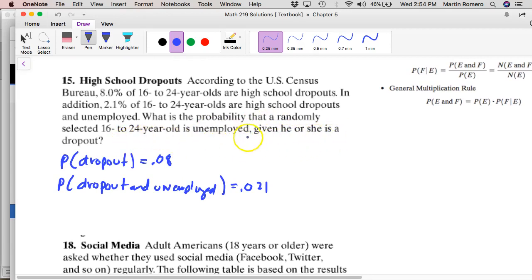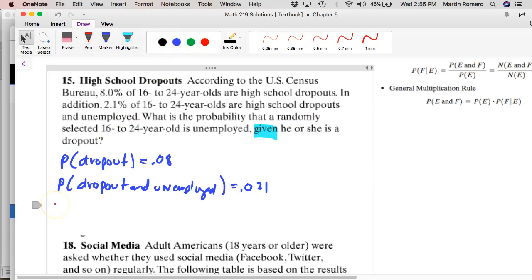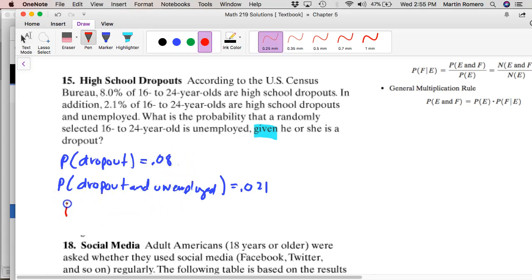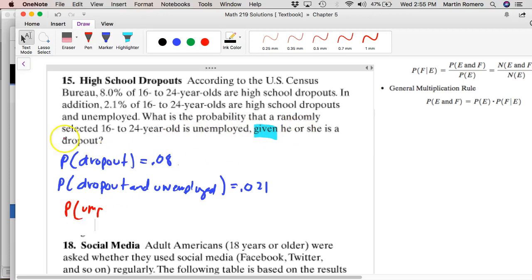And then the question is asking, what is the probability that a randomly selected 16 to 24-year-old is unemployed given that he or she is a dropout? So the key on this one, according to our notes, is this given part. We're now limiting the population. Instead of choosing from the entire population, we're only considering those people who are dropouts. So the notation for that gets written a little differently. We're looking at the probability that someone is unemployed given that they're a dropout. So once we know they're a dropout, what's the probability they're unemployed?